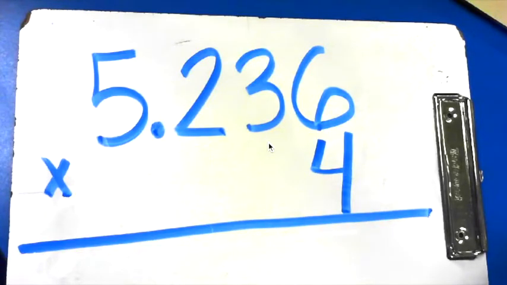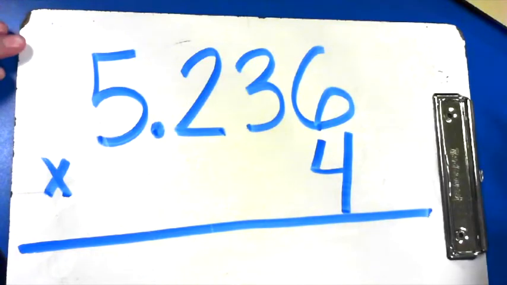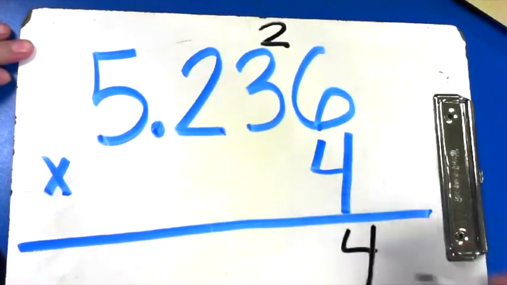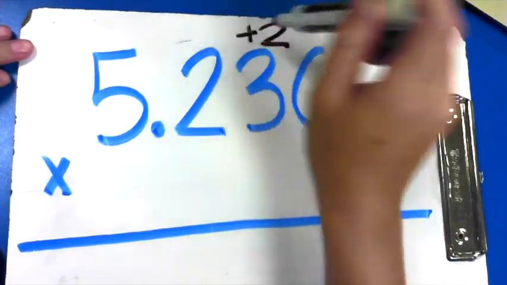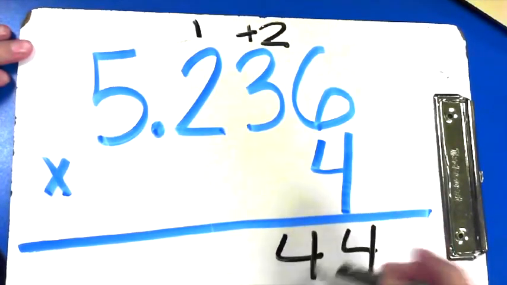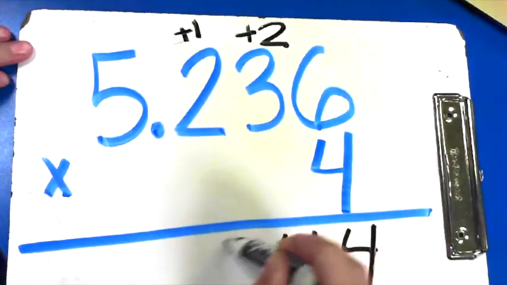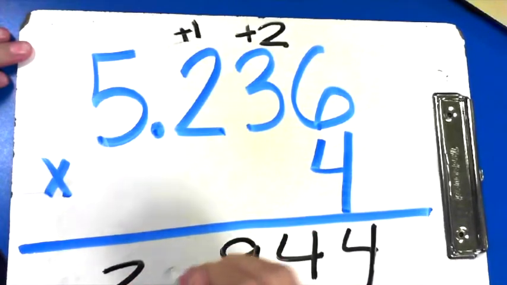So here we have a decimal times a whole number. I have this set up using the standard algorithm, so let's start multiplying. 4 times 6 is 24. I'm going to regroup my 2 and carry my 4 below. 4 times 3 is 12. Add your regrouped numbers, 12, 13, 14. 4 times 2 is 8, plus 1 is 9, and 4 times 5 is 20.